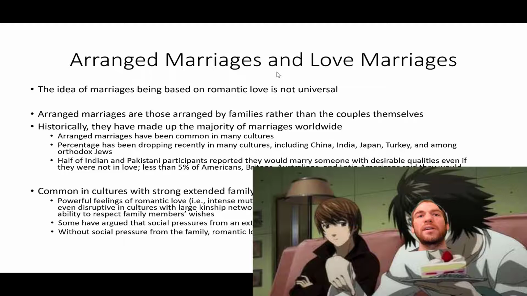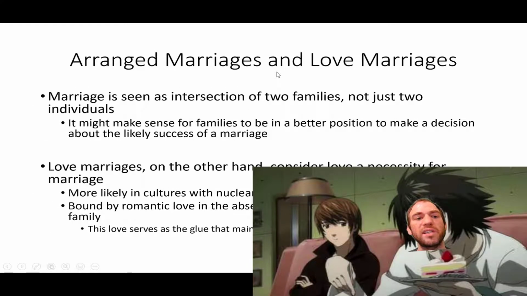Thus, I need something to bound my relationships together, and what that thing will be is romantic love. In arranged marriages, the marriage is seen as an intersection of two families, not just two individuals. It might make sense for families to be in a better position to make a decision about the likely success of a marriage. Love marriages, on the other hand, consider love a necessity for marriage. More likely in cultures with nuclear family structures, bound by romantic love in the absence of social pressure from one's extended family. This love serves as a glue that maintains the relationships.